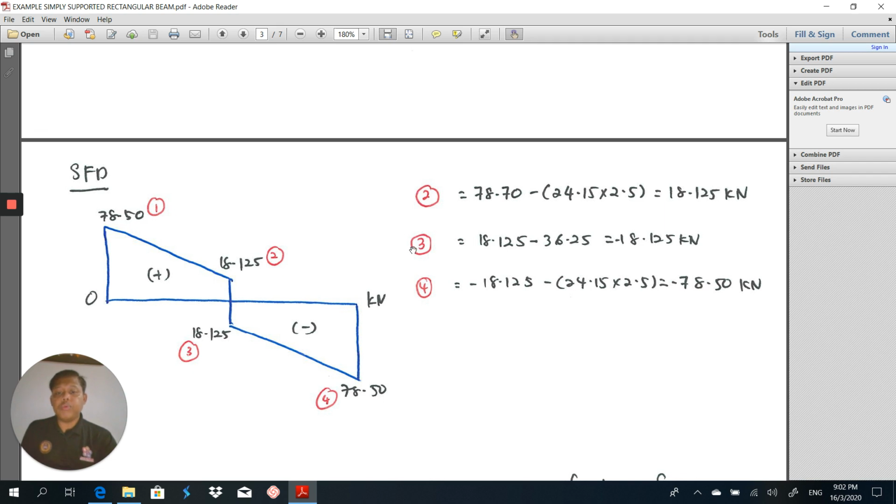Then we have to find the shear force at point 3. So how are we going to determine this? By minus 18.125 minus 36.25. 36.25 is the point load due to the secondary beam here. That's why it minus here, because the action is acting downward. Then we get the answer minus 18.125. Then at point 4, from this value, negative 18.125, we have to minus the uniformly distributed load. Then we get the answer negative 78.5. Then we close the loop.